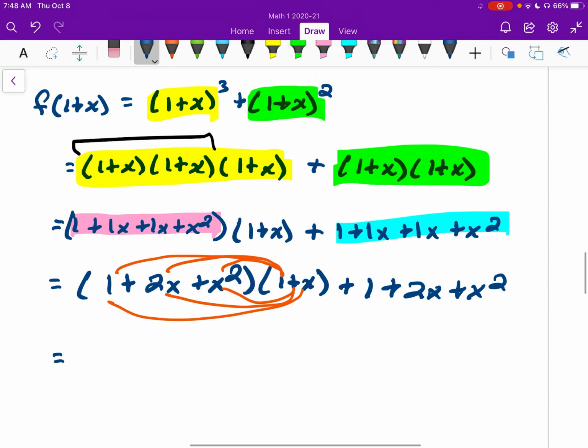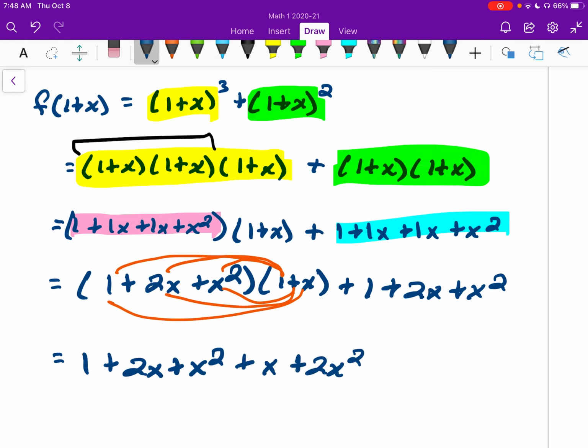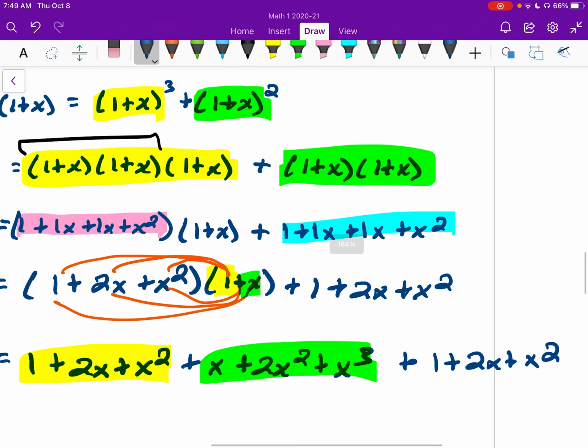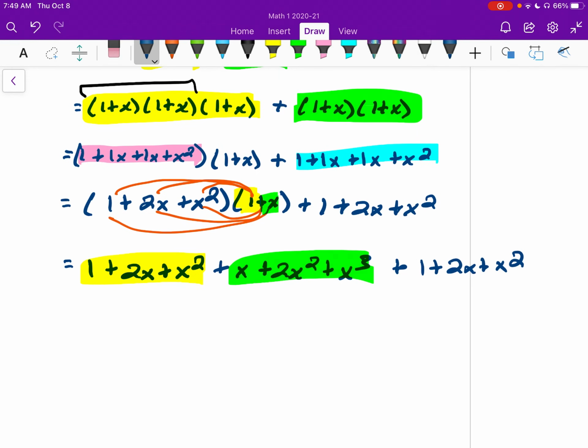So let's do that. We're going to have 1 plus 2x plus x squared. So that's me dealing with the 1. And then I'm going to have x plus 2x squared plus x cubed. So if I were to highlight here, this guy is with the 1. This guy is with the x. And then at the end, I can just tack on what I had. I had 1 plus 2x plus x squared. Now we've gotten all of our distributing done. All we have to do now is combine like terms.